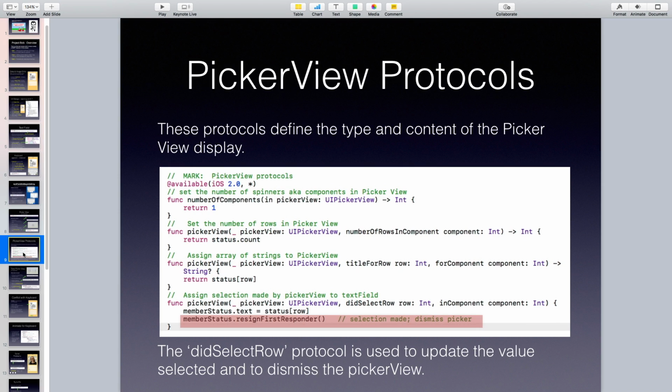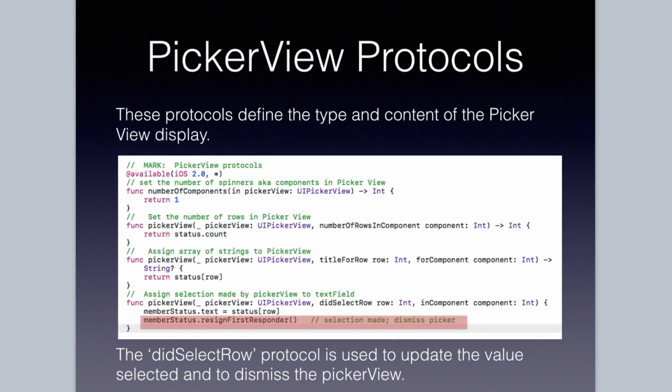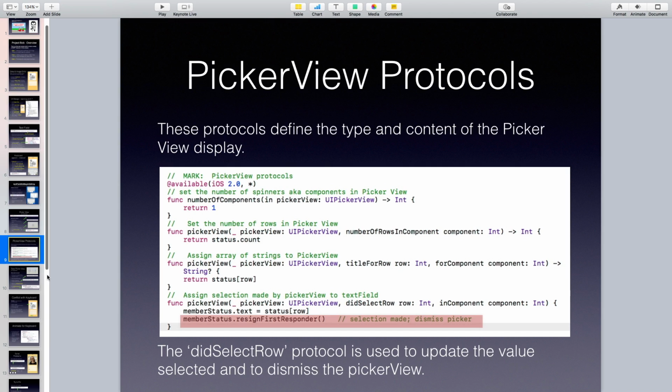So for example, it must know number of components. How many wheels do you have? Do you have 1, 5? It needs to know that. Otherwise, it can't create it. And it needs to know how many rows there are. And for the number of rows, I remember we created an array called status. So we just say the number of rows in component are status.count. The picker itself is populated in the third function, where we set the array of definitions that we've created previously to the return of that function.